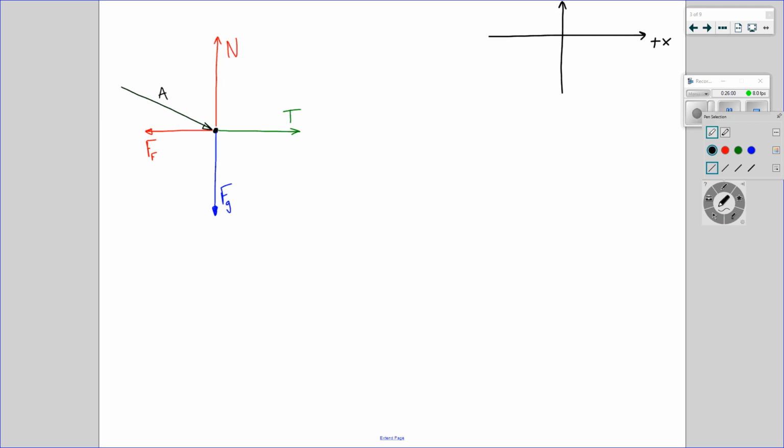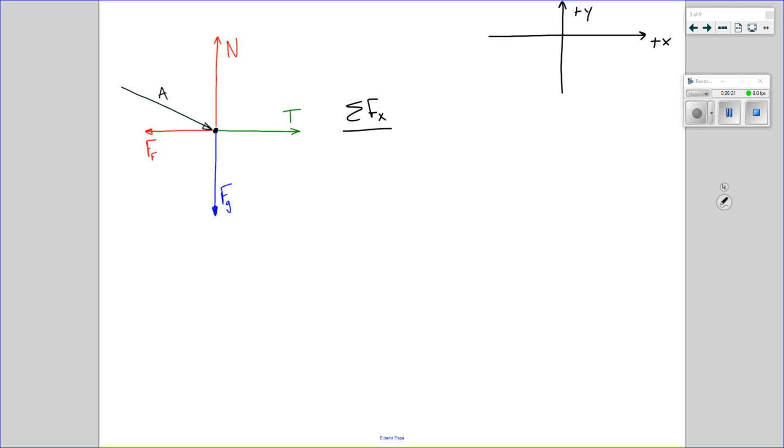And the one perpendicular to that is by definition the other direction. I've chosen sign conventions that are common. Right is positive, up is positive. All right, and now what we're going to do is write a net F in the X direction statement. Okay, and here's how we do that.